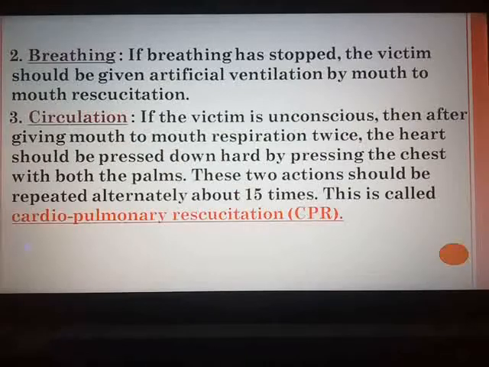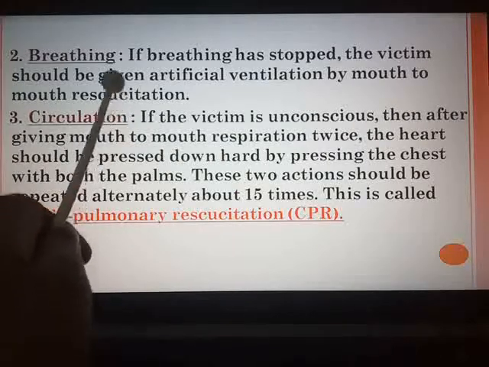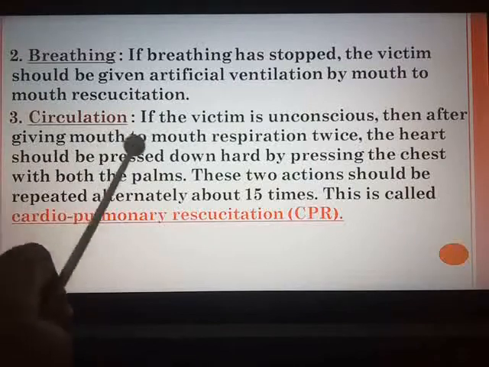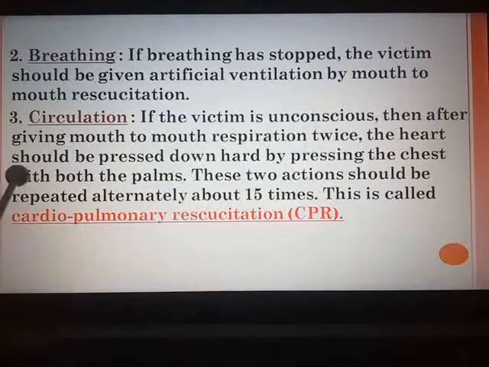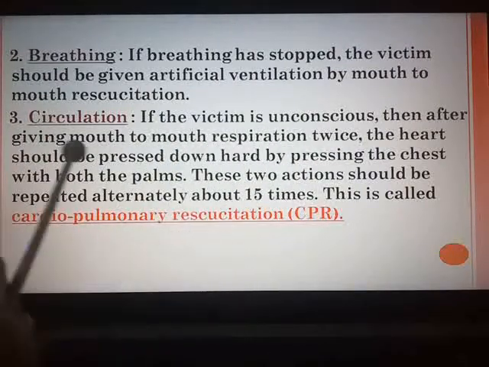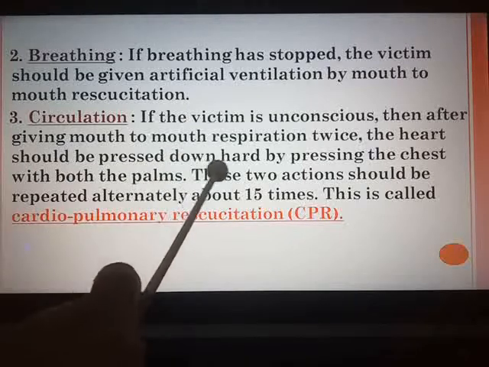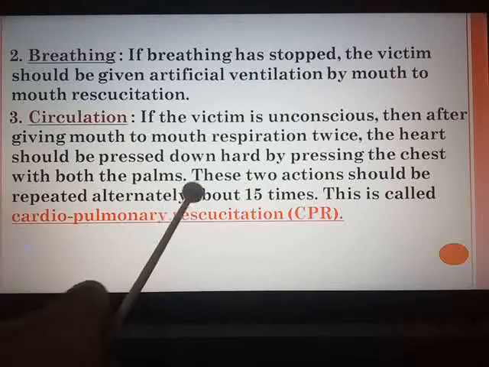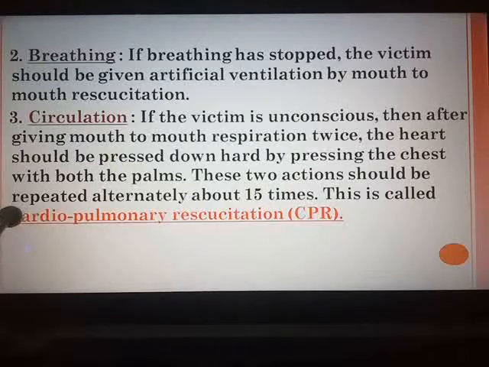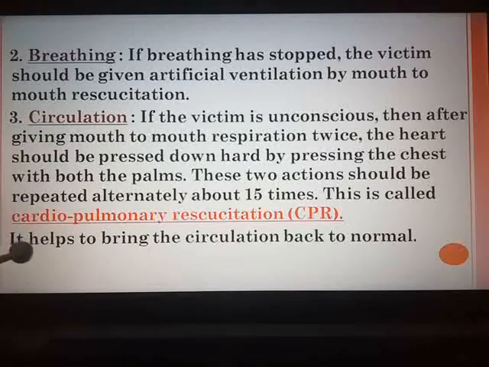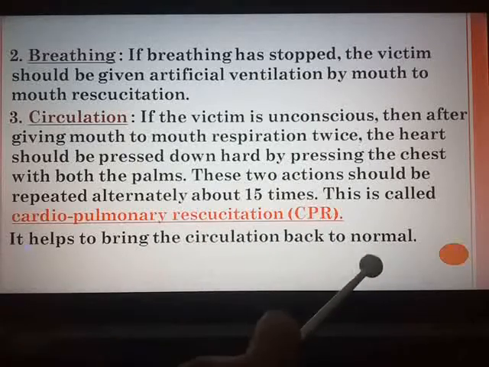C is circulation. Right below it, point number 3. If the victim is unconscious, then after giving mouth-to-mouth respiration twice, the heart should be pressed down hard by pressing the chest with both palms. These two actions should be repeated alternately about 15 times. This is called CPR, that is cardiopulmonary resuscitation. Now this point I have marked entirely, and you can shorten it. You can write over here that it helps to bring the circulation back to normal.